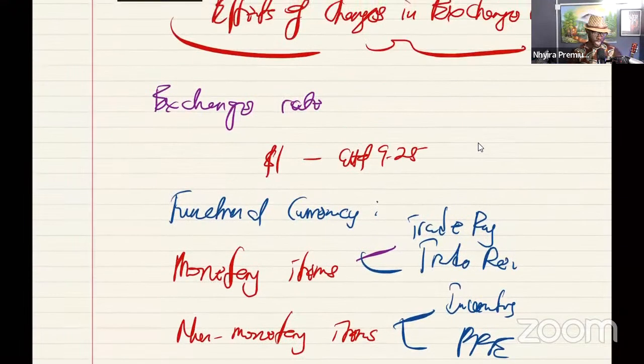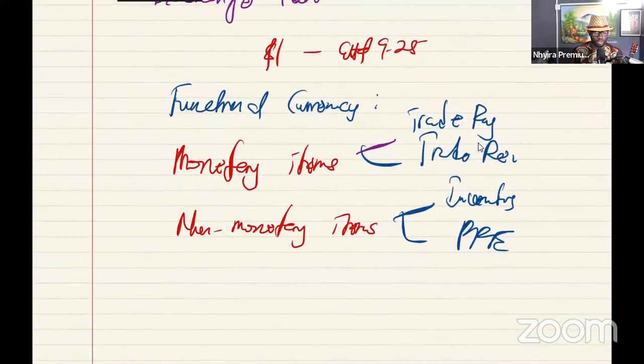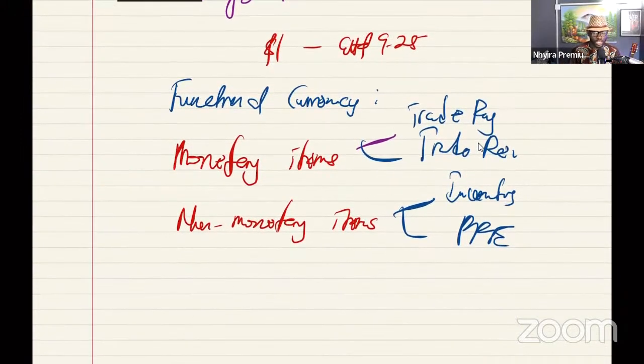So what is the exchange rate? The rate at which one currency can be exchanged to the other. What is the functional currency? The reporting currency of the entity whose financial statements we are preparing. Then we must distinguish between monetary and non-monetary items. Why is this important? Very simple.